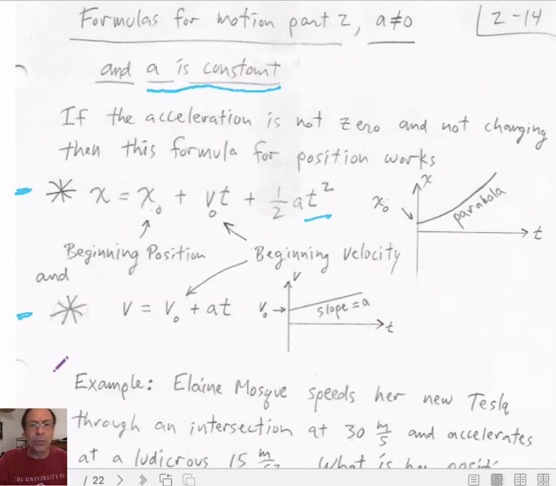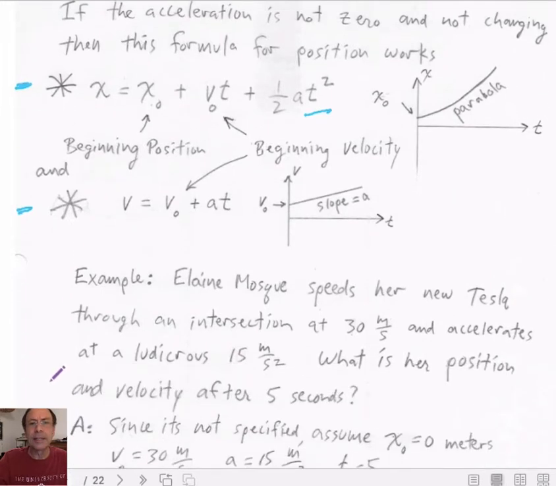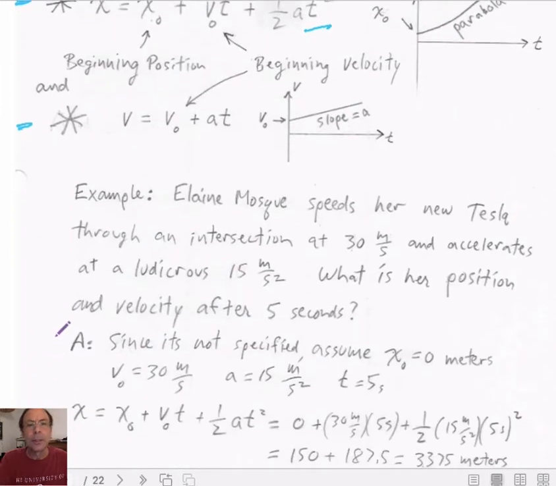So let's have an example. So we have a character here who is speeding in her new Tesla car. And she goes through an intersection at 30 meters per second. And she's accelerating at a ludicrous 15 meters per second squared.